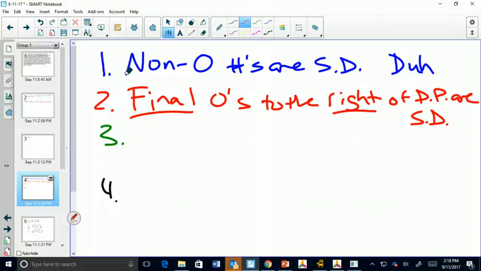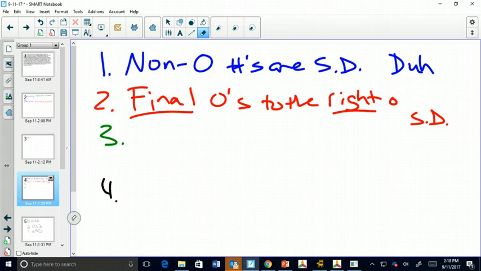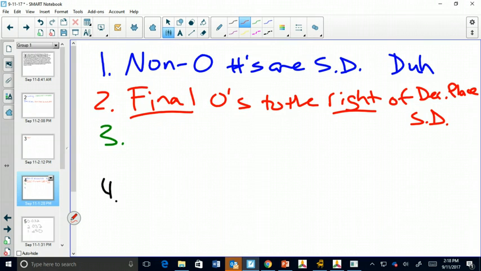Question? Significant digits or significant figures. That's a decimal place. My apologies. DP, decimal place. I'll give you a little better, Carlos. I apologize. The right of the decimal place. How about that? Are significant figures.